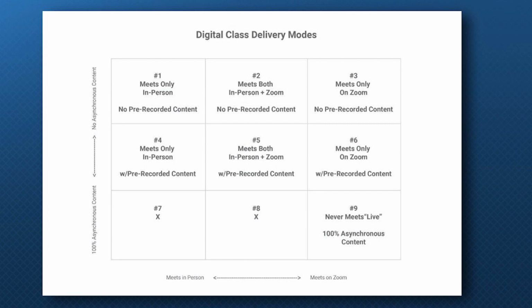Example number 1 in the upper left describes a typical face-to-face course where meetings are held in person and all content delivered in course sessions. In example number 3, we see a course that does not have in-person or remote meetings, and content is delivered asynchronously. This is often the mode of delivery of many MOOCs.